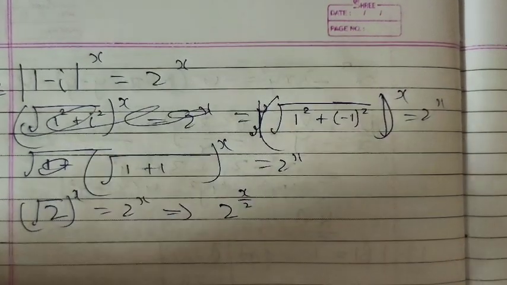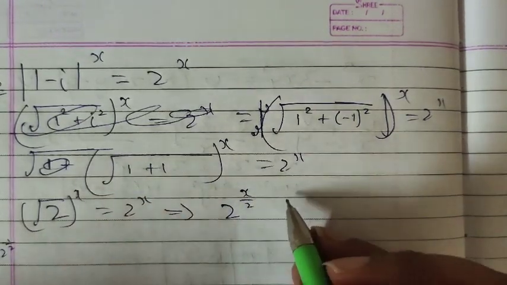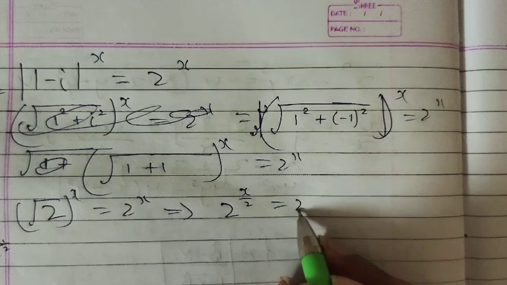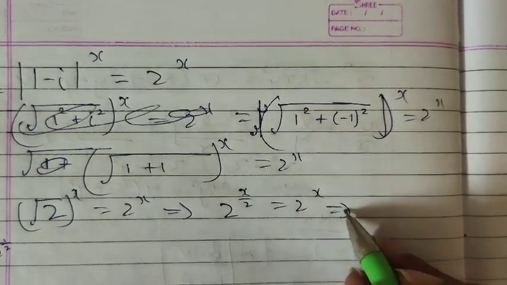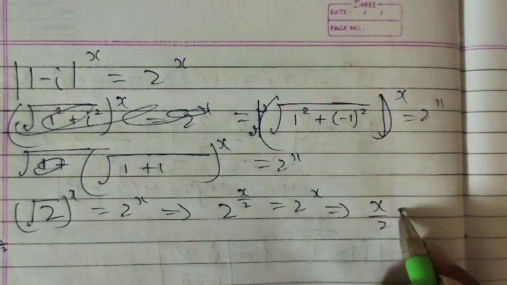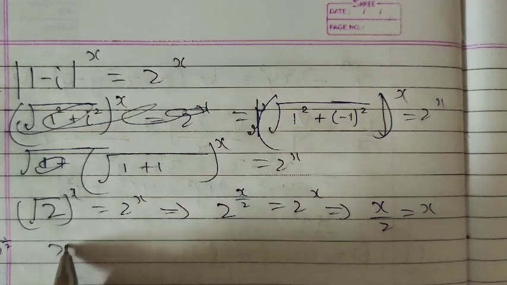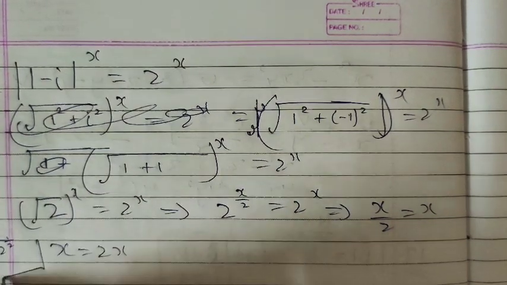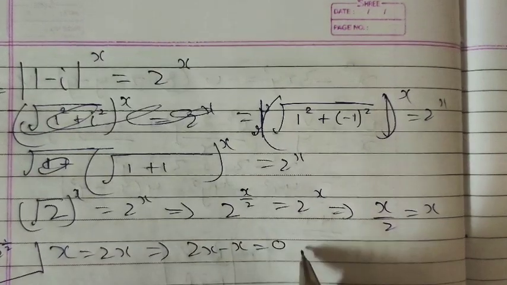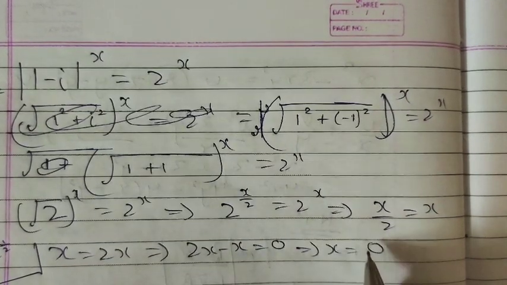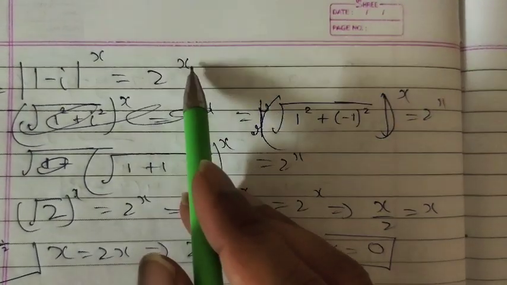Now root 2, root of any number is 2 raised to power 1 by 2. So 1 by 2 multiplied by x is x by 2, so it is equal to 2 raised to power x, right? So, on comparing the powers, x by 2 is equal to x, or we can say x is equal to 2x. This implies 2x minus x is equal to 0, or x is equal to 0. So x is 0. Integral value of x is 0 here.